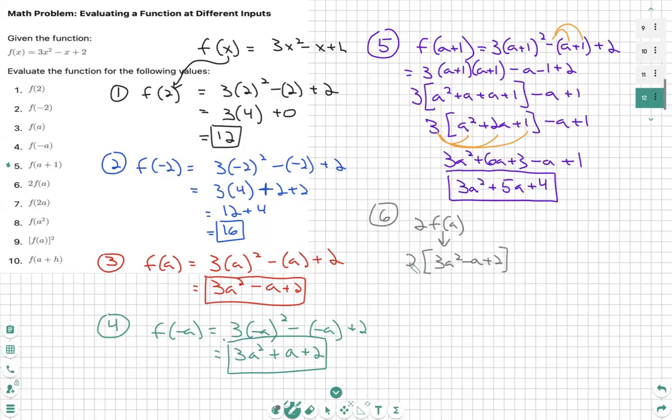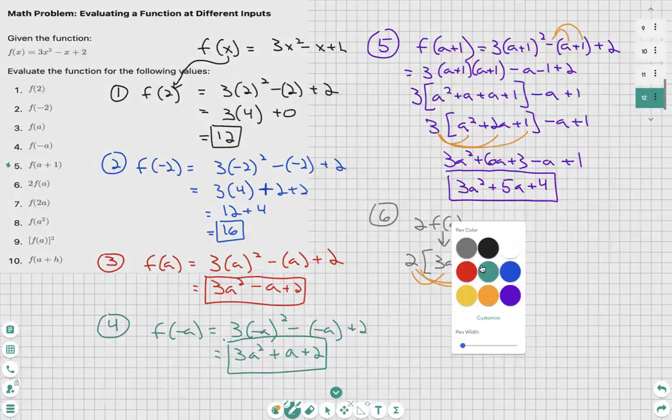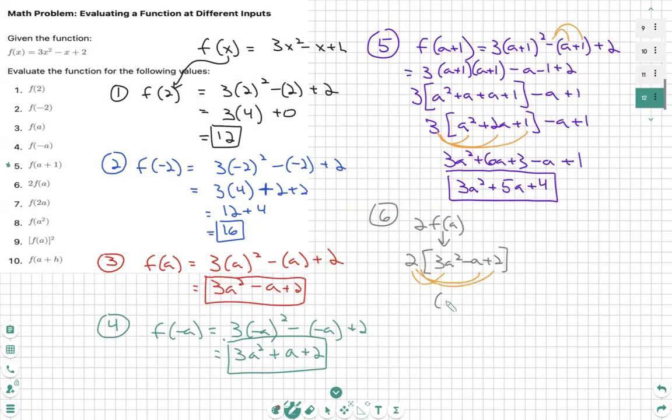Well, all number 6 is asking for is put a 2 on the outside of that and multiply that whole thing by 2, right? We'll put parentheses around our f of a because that's what's really happening here. And then we're just going to distribute our 2. And that's it. That's absolutely it. So 6a squared minus 2a plus 4.